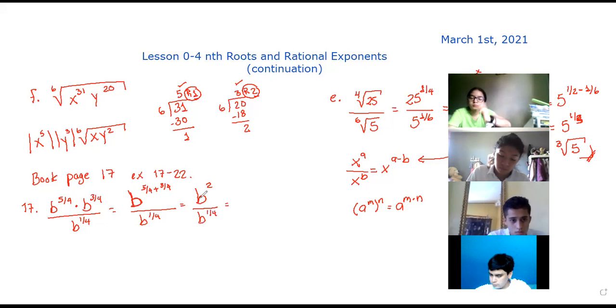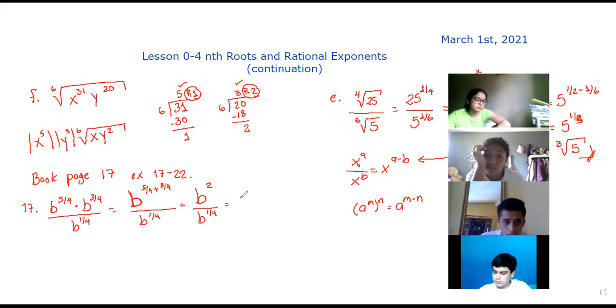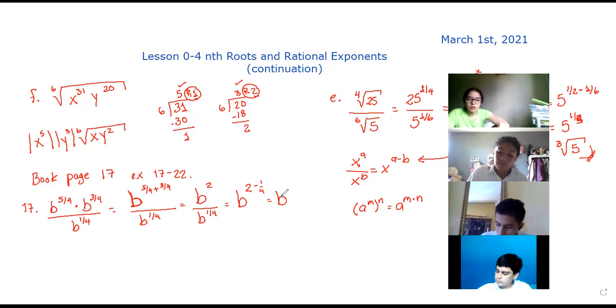Now, this is a quotient of two powers that have the same base. We copy the base and we subtract the exponents. 2 minus 1/4. And how much is 2 minus 1/4? Come on, you have a calculator. 7/4. Okay, 7/4. This is a rational exponent, I can write it as a radical. Fourth root of b to the 7th power.